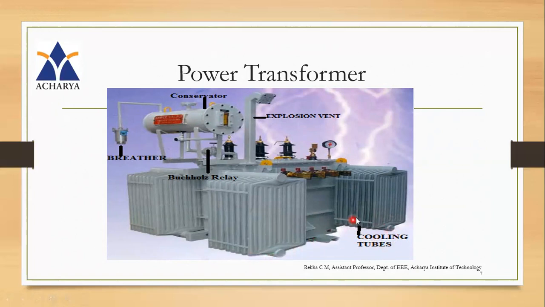For this cooling, it is also essential to use transformer oil. This transformer oil not only acts as an insulator but also acts as a coolant. Next, we have the breather, which is mainly used to filter out moisture from the air, for example using silica gel. So in the next session, let us understand the construction and principle of operation of a transformer. Thank you.